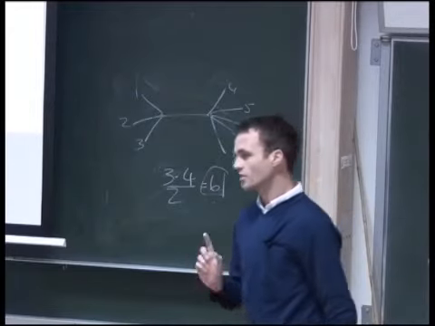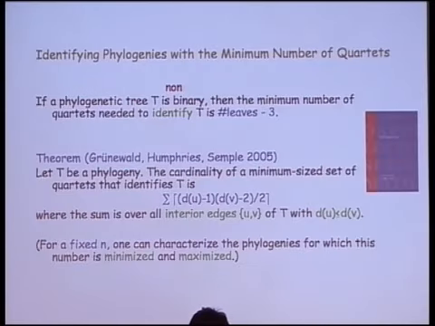So it's not the same. You've got to run over every interior edge. If you wanted to, for a fixed n, you could characterise the phylogenies for which this number is minimised and which is maximised. For a fixed n, this number is going to vary, but you can characterise when it's a maximum and when it's a minimum. Which trees satisfy those criteria?